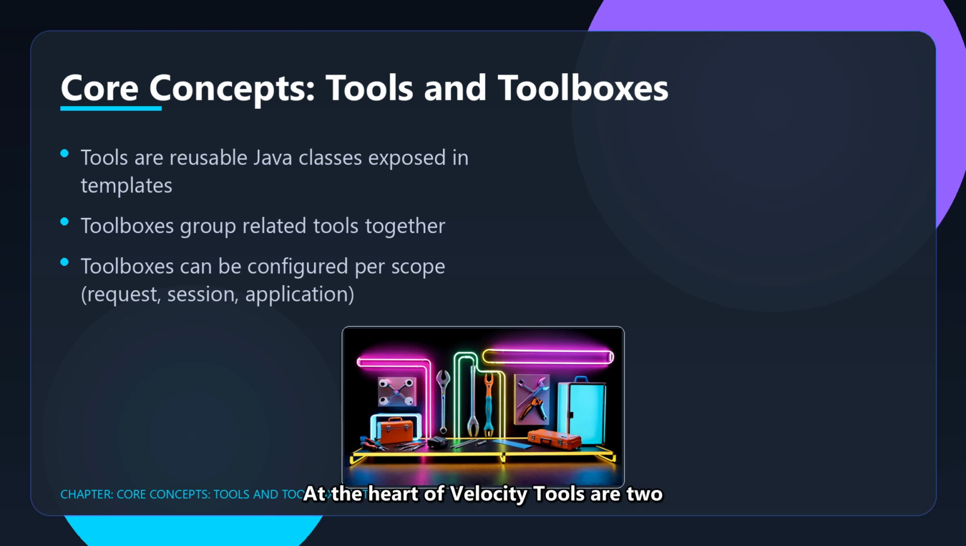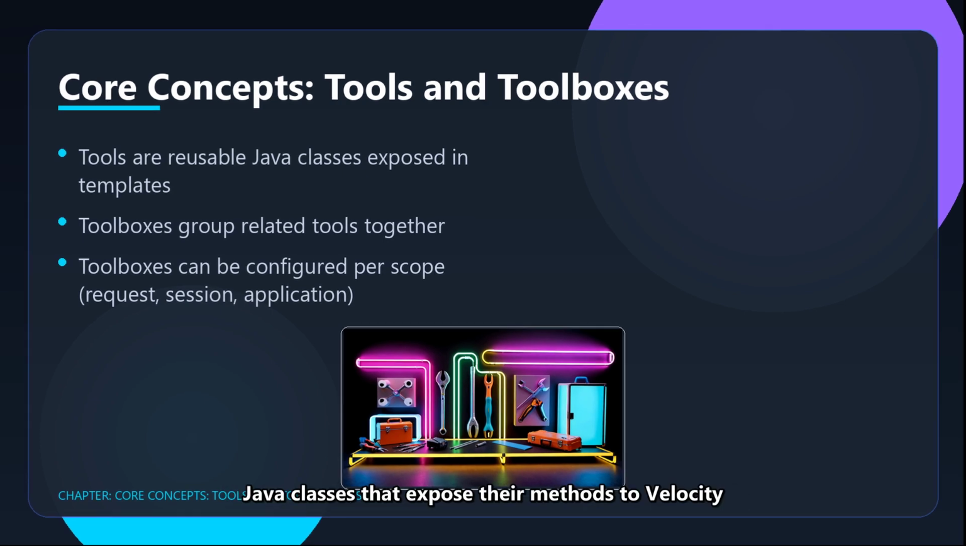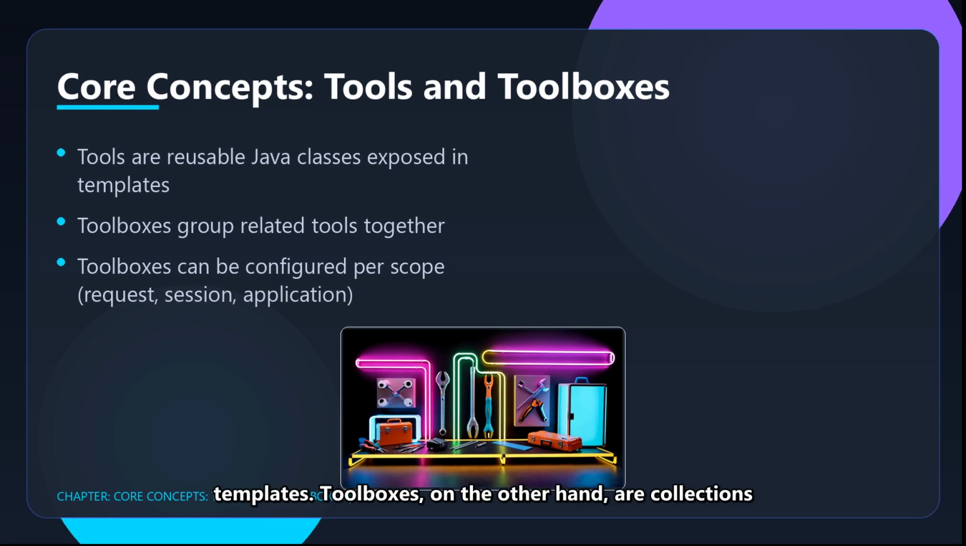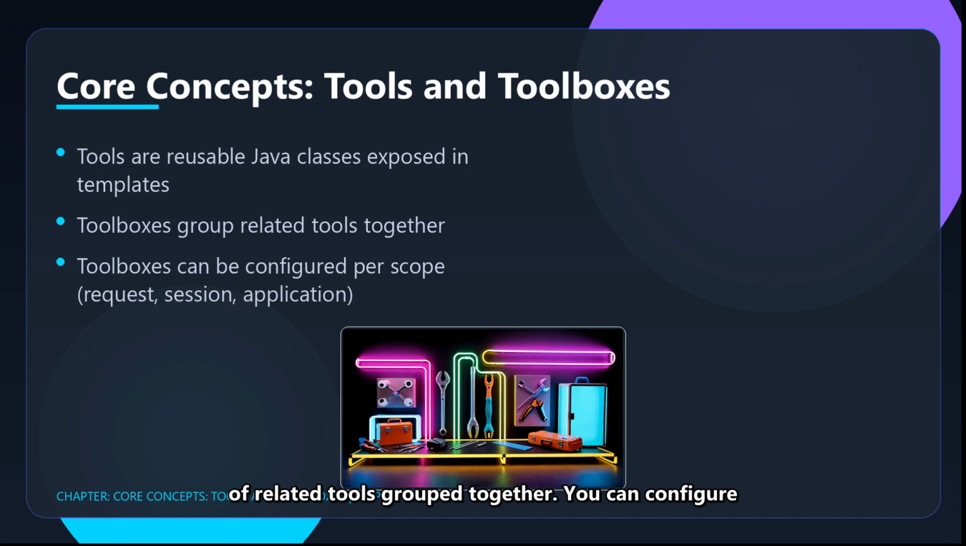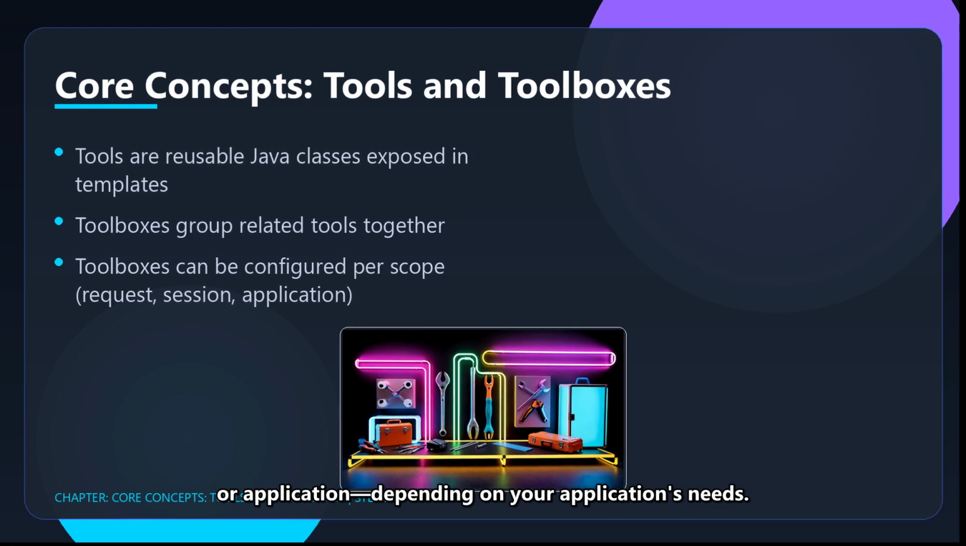At the heart of Velocity Tools are two key concepts: tools and toolboxes. Tools are essentially Java classes that expose their methods to Velocity templates. Toolboxes, on the other hand, are collections of related tools grouped together. You can configure these toolboxes to operate within different scopes: request, session, or application, depending on your application's needs.